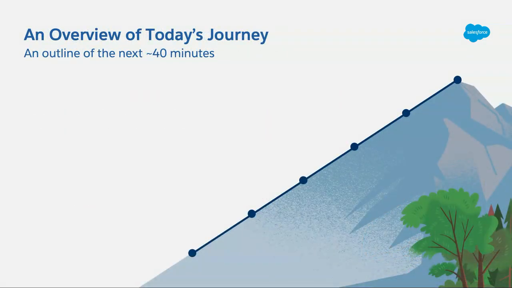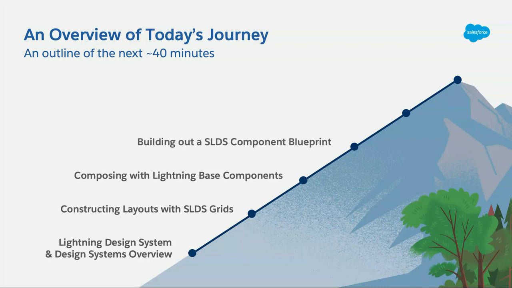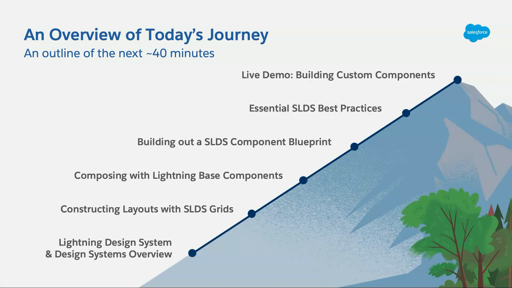So let's get into an overview of the things we're going to cover today in the next 40 minutes here. First thing, we're going to introduce the Lightning Design System. We're going to introduce SLDS, what Lightning Design Systems are. And then we're going to get into some of the code. We're going to create some layouts with the SLDS grids. We're going to compose using Lightning-based components. We're going to bring a component blueprint to life with SLDS and Lightning Web Components. And then we're going to share some essential SLDS best practices with you before getting into a quick live demo where we build a couple of custom components of our very own.